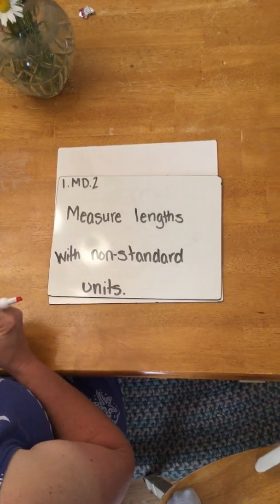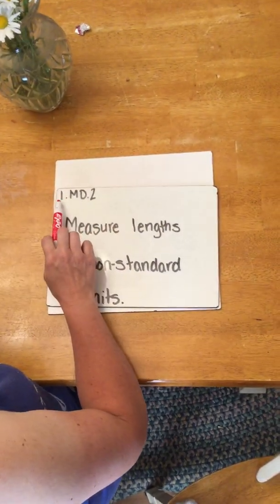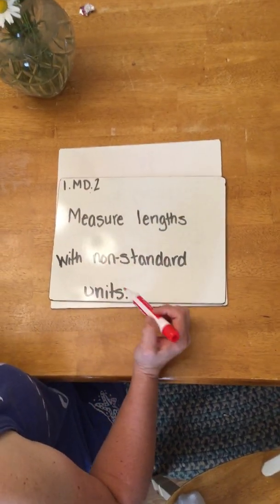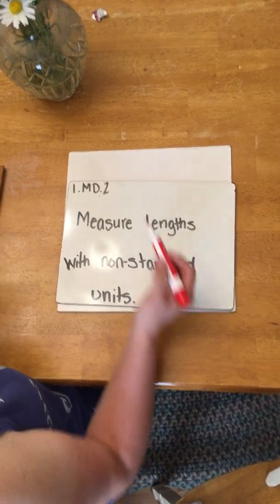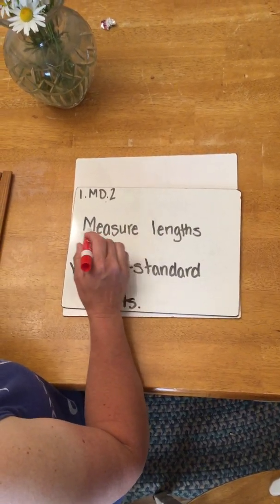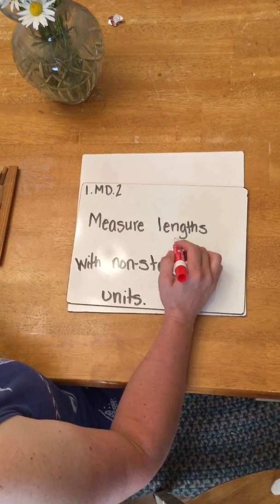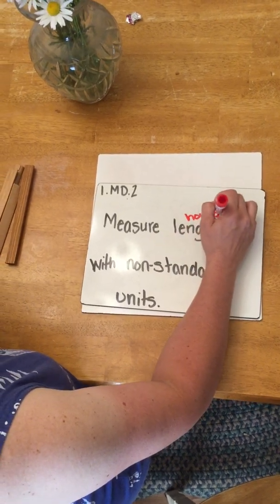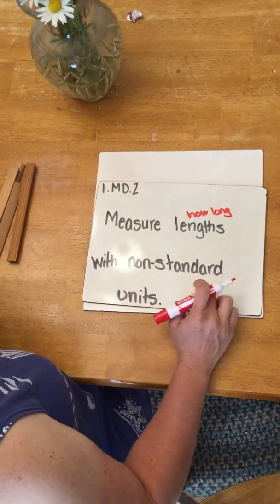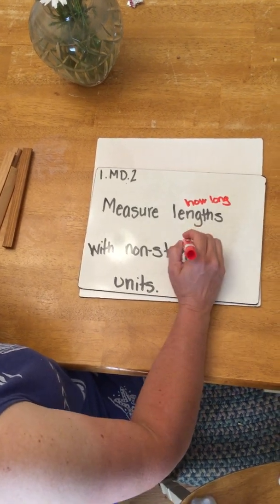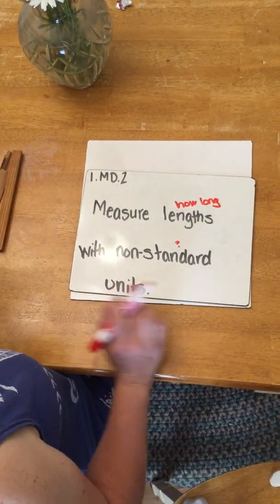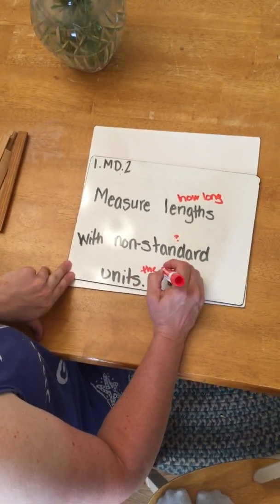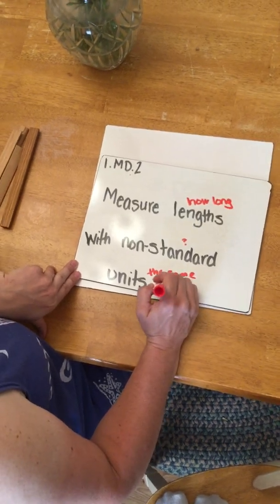So today our math standard that we are going to talk about is 1MD2. It says measure lengths with non-standard units. So let's talk about what that means. Measure, and we're going to work a little bit on this one in a minute. Remember we said length was how long something is. Units. Now a unit means the same thing, okay? So the same thing.